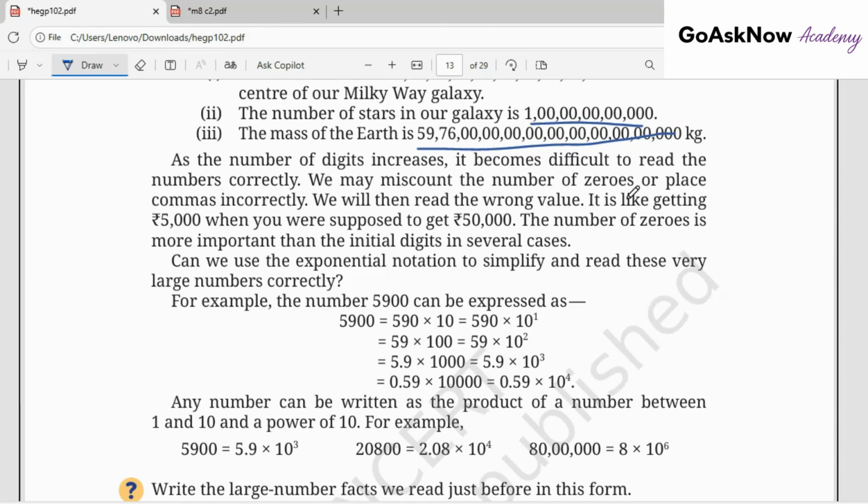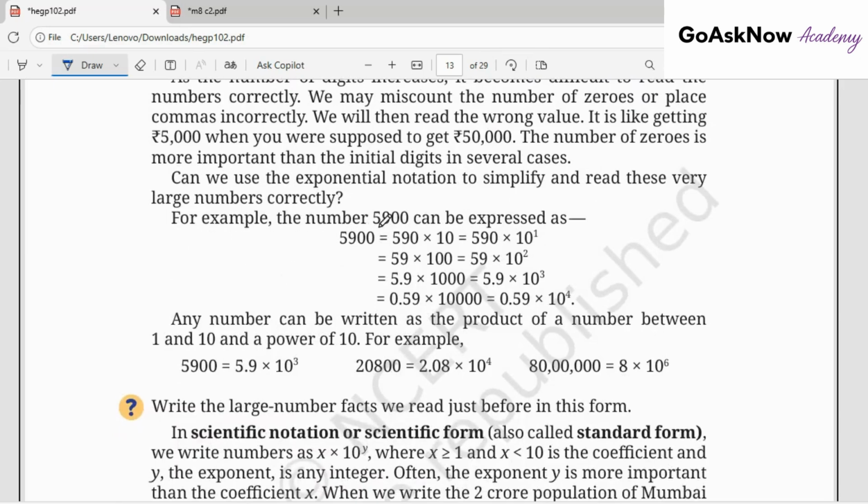It is like getting 5,000 when you are supposed to get 50,000. The number of zeros is more important than the initial digit in several cases. Can we use exponential notation to simplify and read these very large numbers correctly? For example, the number 5,900 can be expressed as 590 into 10, 59 into 10 power 2, 5.9 into 10 power 3, or 0.59 into 10 power 4.